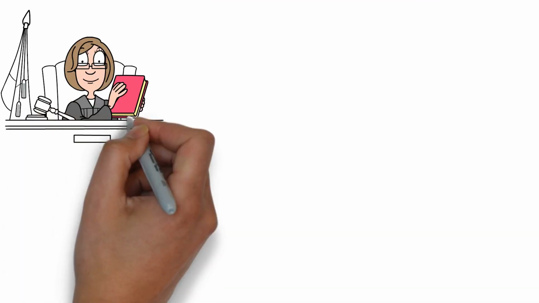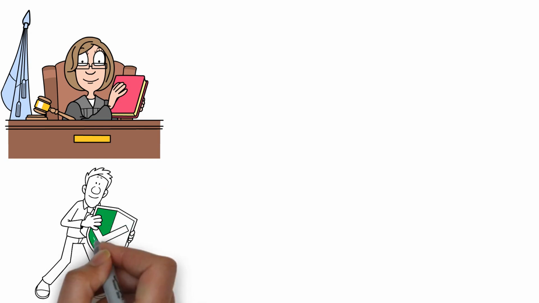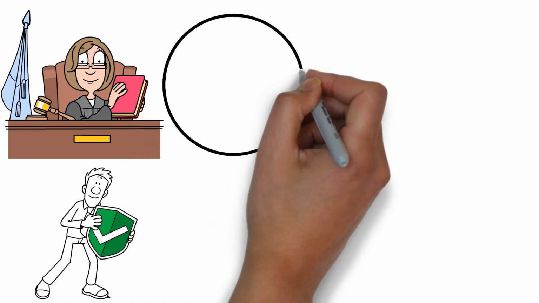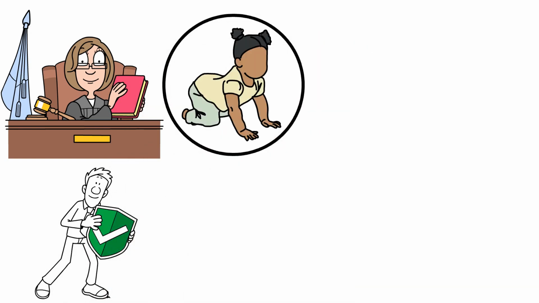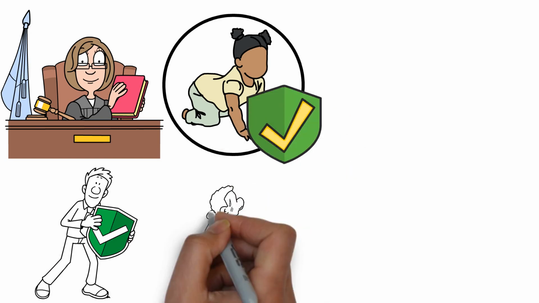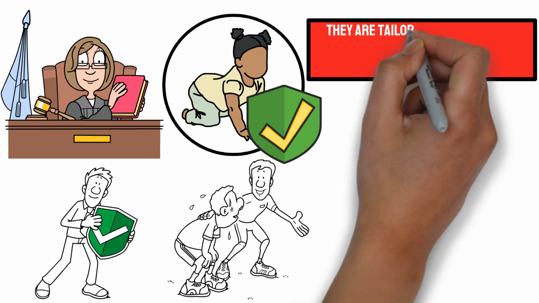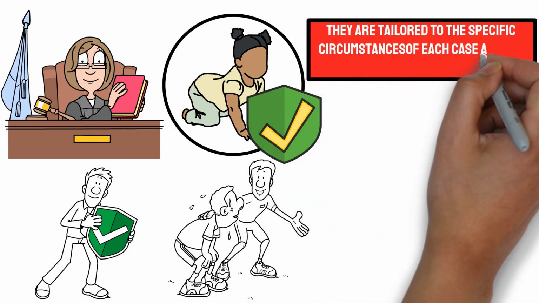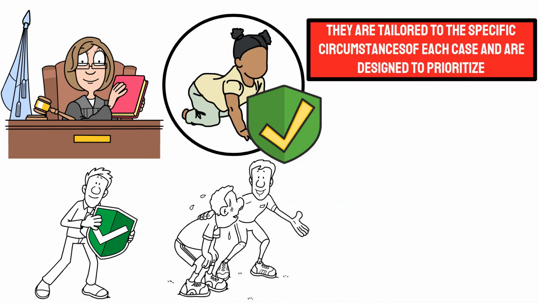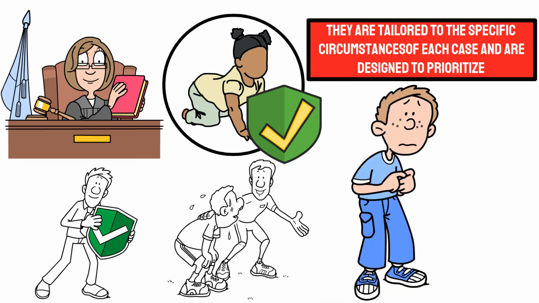Overall, exclusion orders in juvenile dependency cases serve as protective measures to safeguard the child from potential harm and ensure a safe and supportive environment during the dependency proceedings. They are tailored to the specific circumstances of each case and are designed to prioritize the child's safety and well-being above all else.